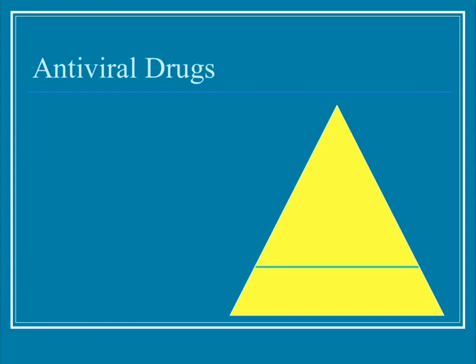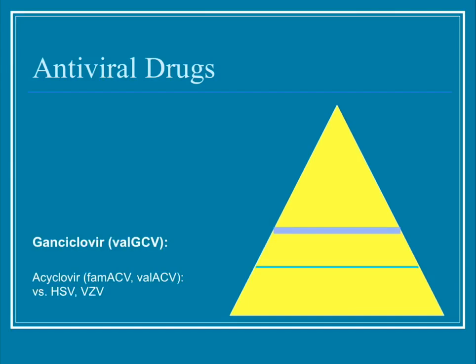Antivirals. Considering people who know me well understand I think in pyramids, and it's all about hierarchy. So, you have acyclovir, you have the two pro drugs, HSV and VZV coverage. Above that, you're going to add ganciclovir, the pro drug being Valcyte, not to be confused with Valtrex. This covers HSV, VZV, CMV, and HHV6.